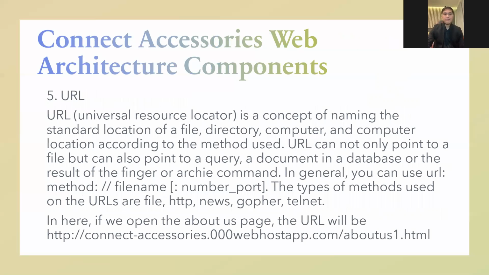Next slides. We are going to URL. URL, or Universal Resource Locator, is a concept of naming the standard location of a file, directory, computer, and computer location according to the method used. In here, if we open the About Us page, the URL in your website will be http://connect-accessories.000webhostapp.com, and then there is /aboutus1.html. It is our file name in the hosting.